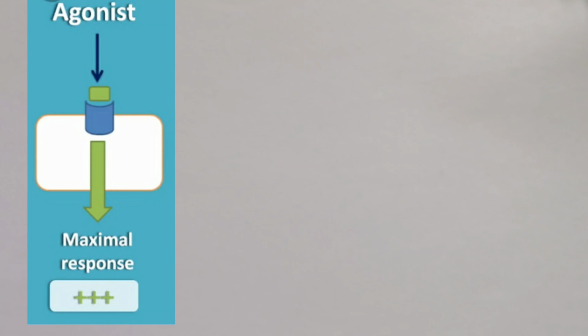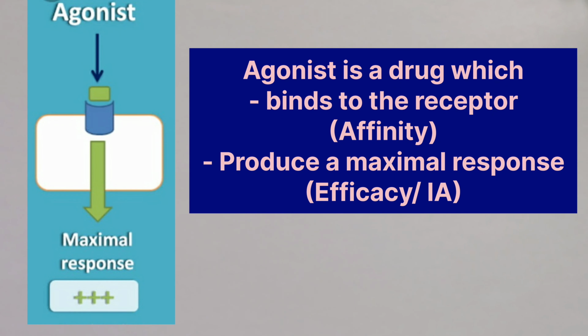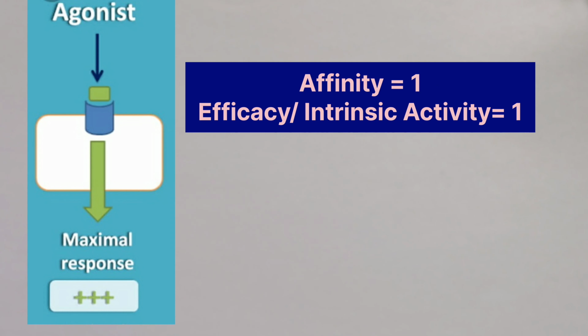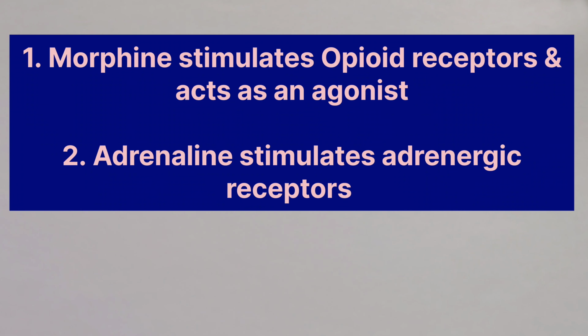What is an agonist? An agonist, sometimes called a full agonist, is a molecular chemical compound that can bind to a receptor, that is, it has affinity, and activates the receptor and produces a biological response, which means that it has intrinsic activity or positive efficacy. So both affinity and intrinsic activity are 1. For example, morphine stimulates the opioid receptors and acts as an agonist.